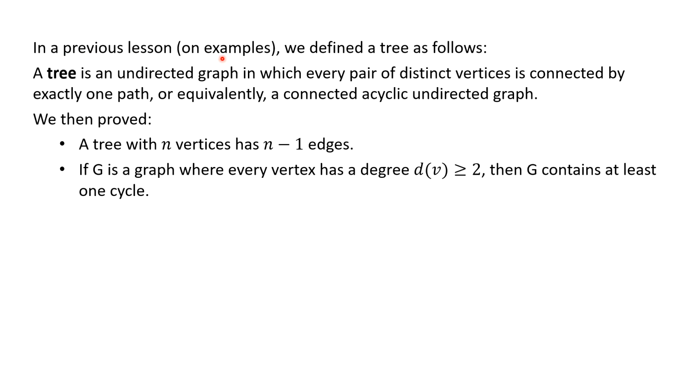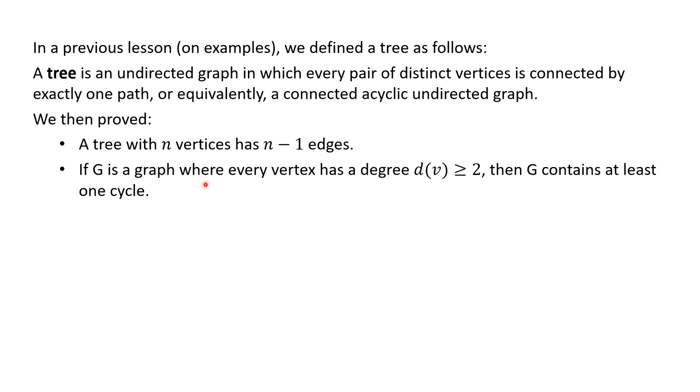In the previous lesson, the one on examples, we defined a tree as follows. A tree is an undirected graph in which every pair of distinct vertices is connected by exactly one path. That's equivalent to what we just said on the previous slide. A tree is a connected acyclic undirected graph, acyclic meaning no cycles. We then proved in this previous lesson that a tree with n vertices has n minus 1 edges. I just want to carry over this theorem in case we need to use it again. So I point it out here a second time.